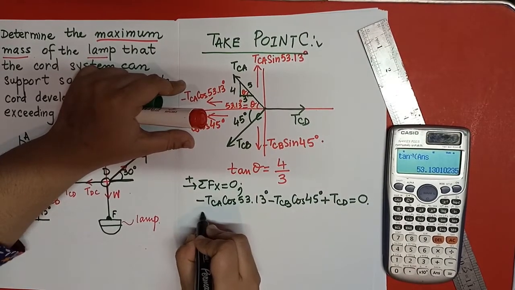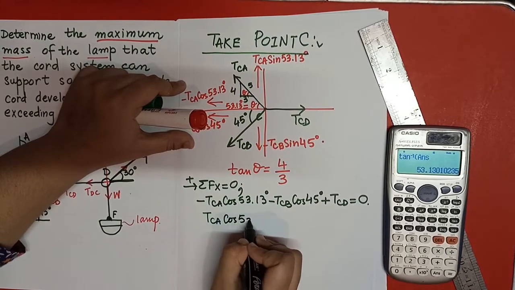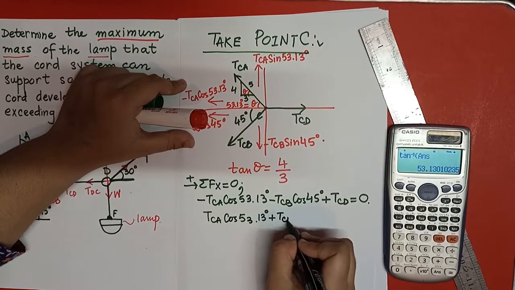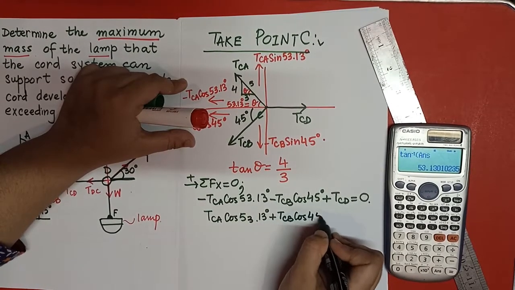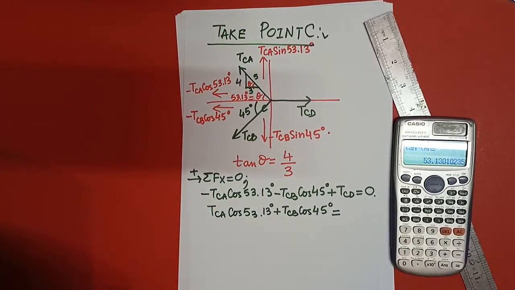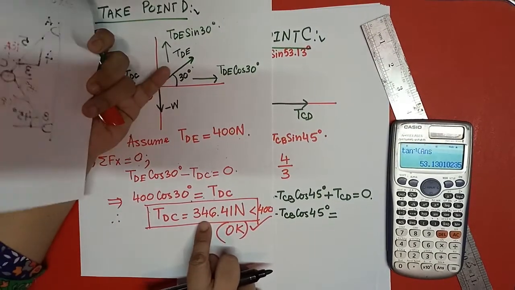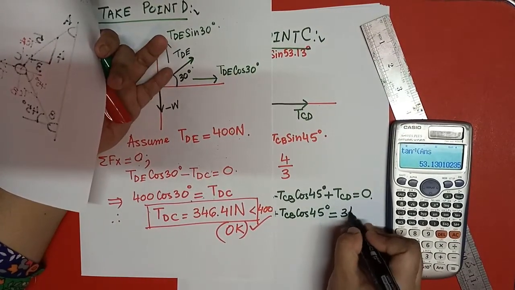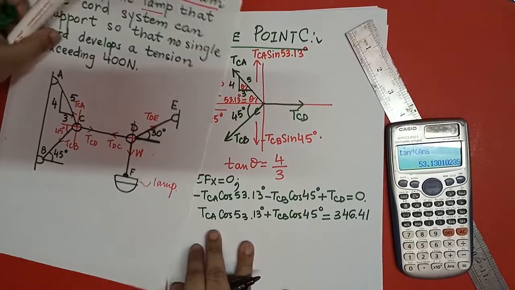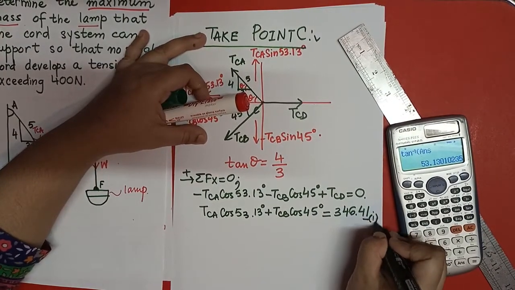So I can write it down, TCA cos of 53.13 degree plus TCB cos of 45 degree equals, we have already calculated the value of TCD, and this is 346.41. So I can write it down 346.41. TCA and TCB both are unknown, so I have to write down its equation number 1.